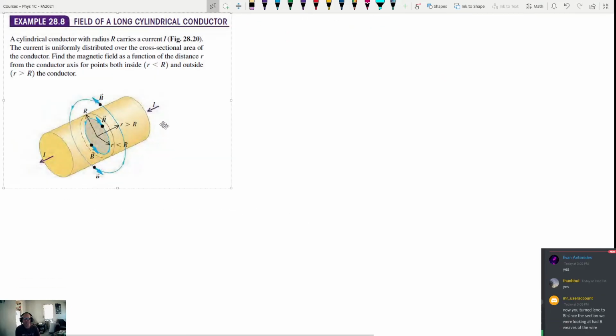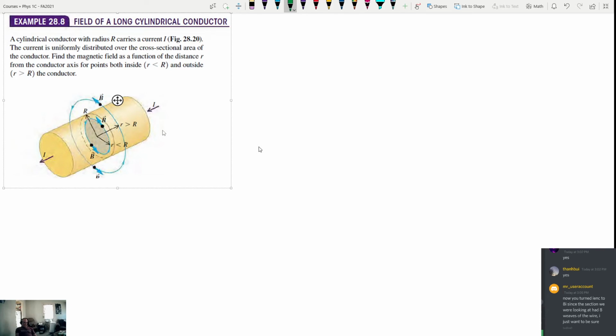The field of a long cylindrical conductor. At least one or two of your homework problems from the lab manual. That's right, Mr. User Account. That is correct.